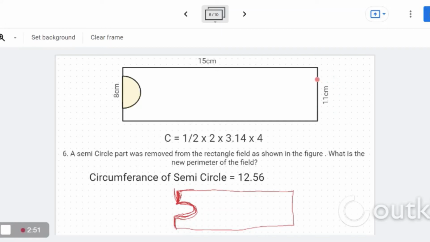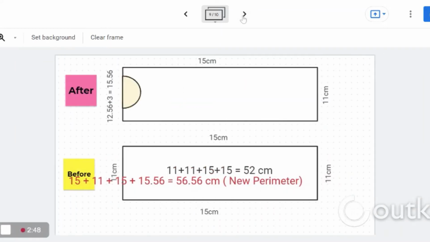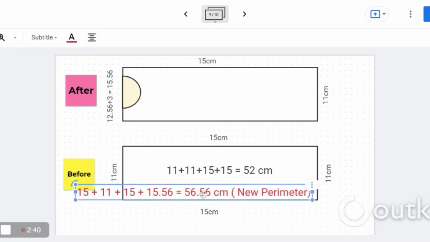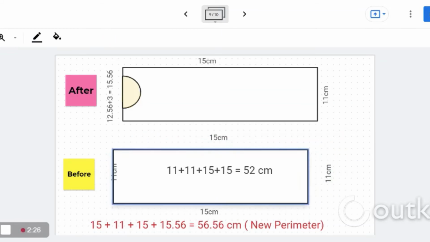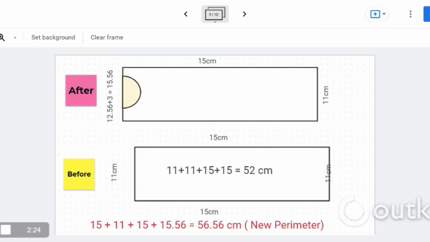Now in order to make it more clear, I'll show you the next diagram. See, I have written it as before and after. Understood? This will be more clear for you. Now see, before, my ground looked like this. It was exactly like your playground, rectangular. This was your 11, this was your 15, this was your 11, and this was your 15. So 11 plus 11 plus 15 plus 15. Initially, its perimeter was 52.